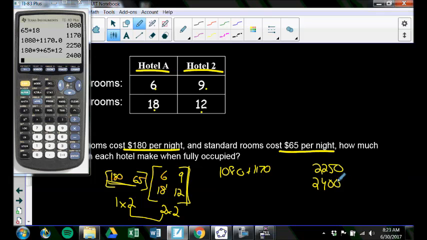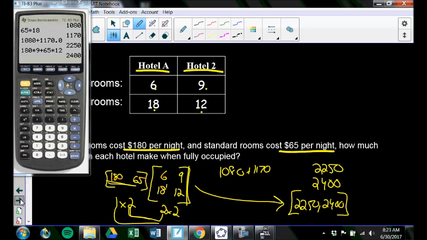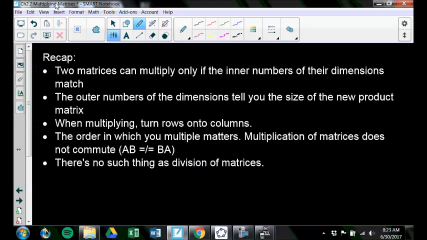And you'll notice that this was going to be a 2 by 2 and then a 1 by 2 on the outside. So the new matrix should be a 1 by 2, so I should technically write it like this. 2250, 2400. That is what this product yields. So to recap, matrices can multiply only if the inner numbers of the dimensions are the same. The outer numbers of the dimensions tell you the size of the new product matrix. When multiplying, turn rows onto columns.